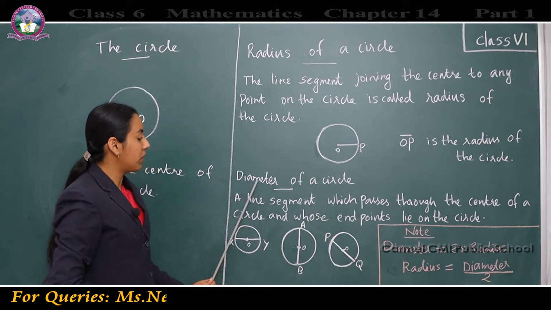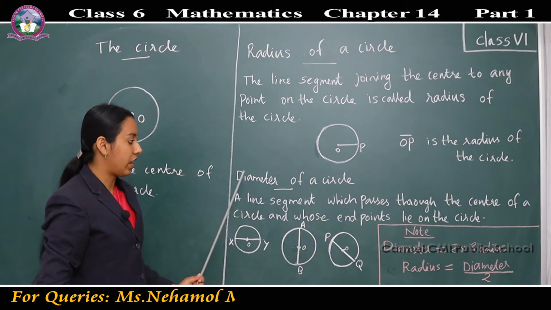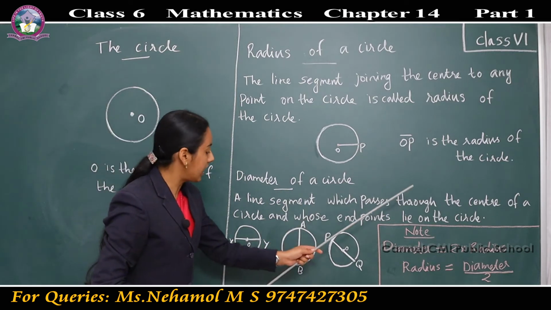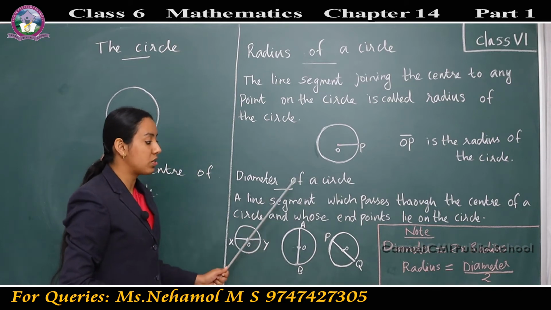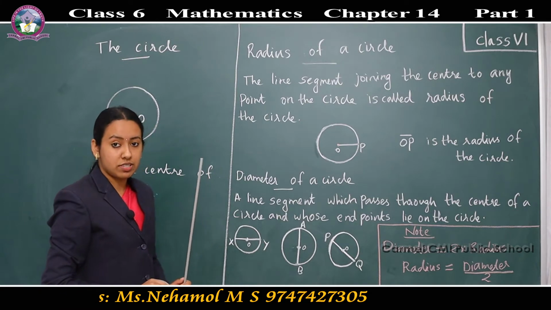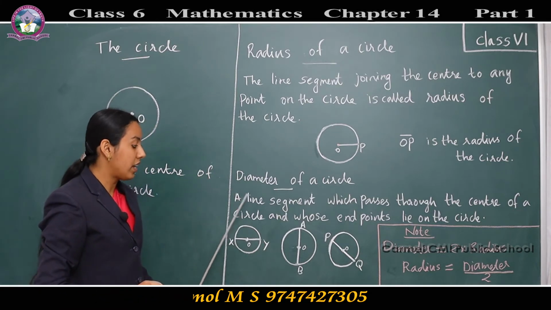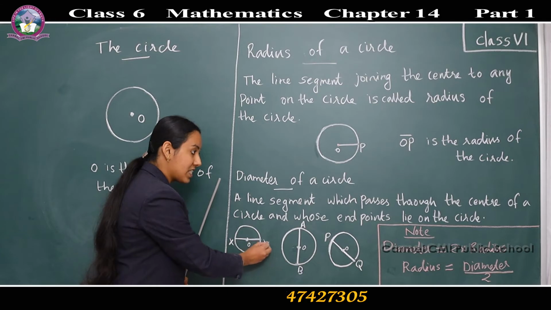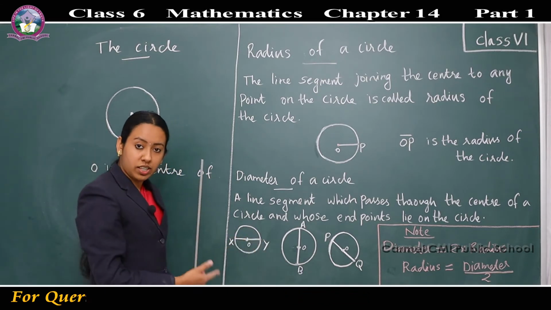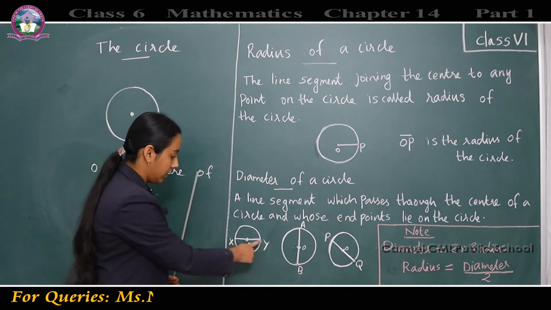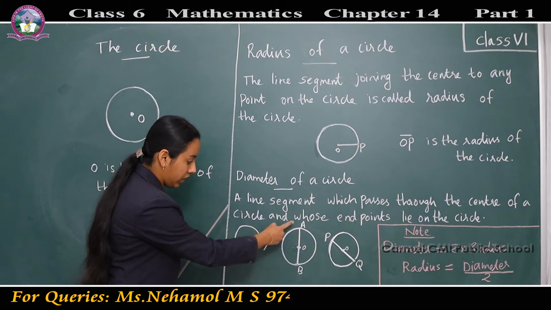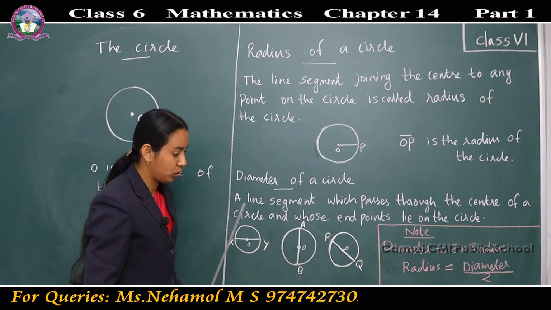Then the next topic, the diameter of the circle. A line segment which passes through the center of a circle and whose endpoints lie on the circle is called the diameter of a circle. These are examples of diameter: X, O, Y; A, O, B; P, O, Q.